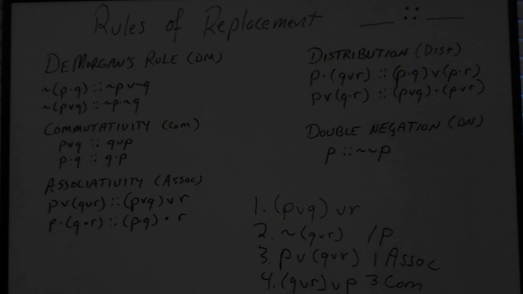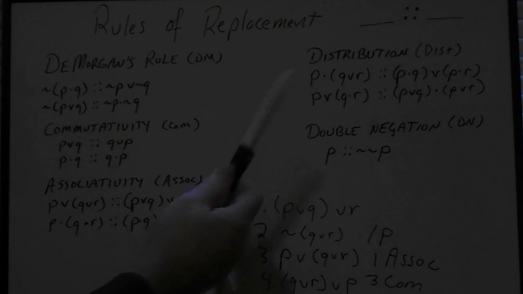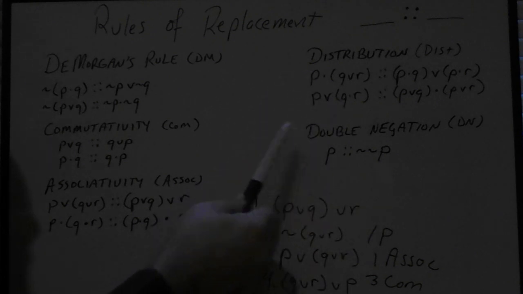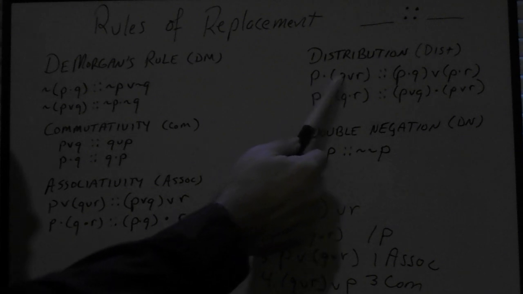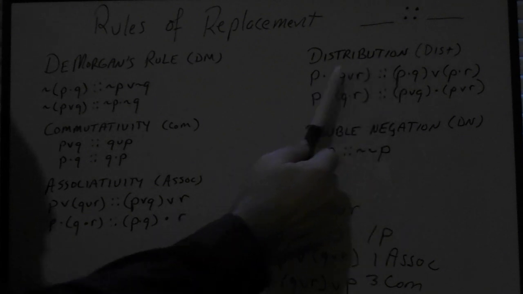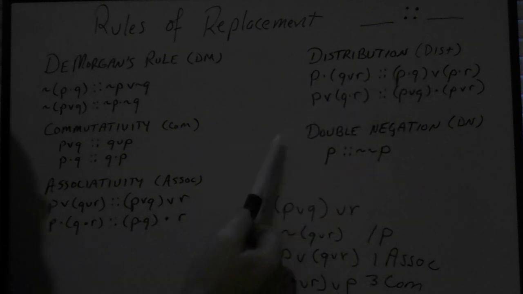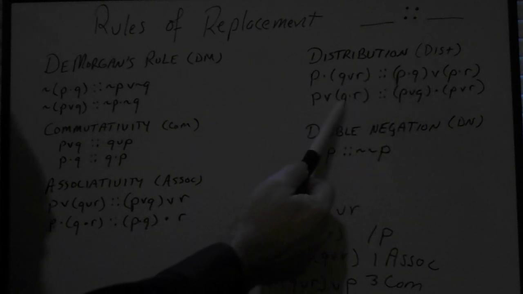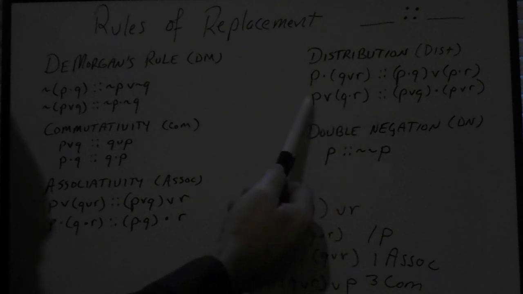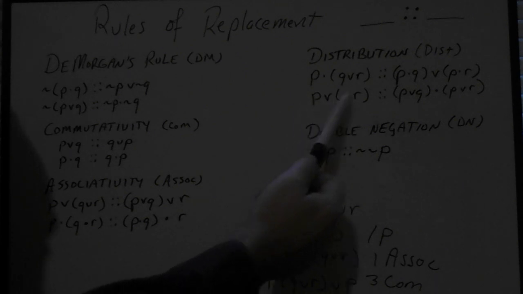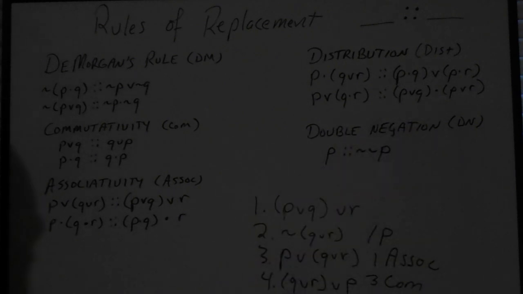And then we have distribution. Distribution is doing exactly what it claims to do. It's distributing the initial letter throughout. So P and (Q or R) would be the same as (P and Q) or (P and R). P or (Q and R) would be the same as (P or Q) and (P or R). Okay. And again, it would be the same basic issue. You'd use it based upon your need within the groupings.